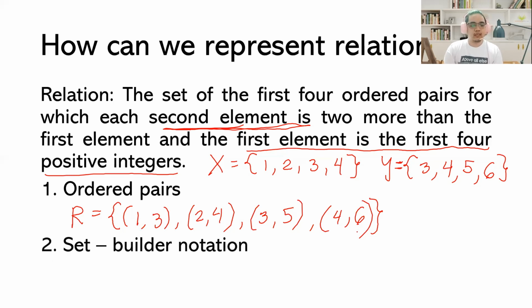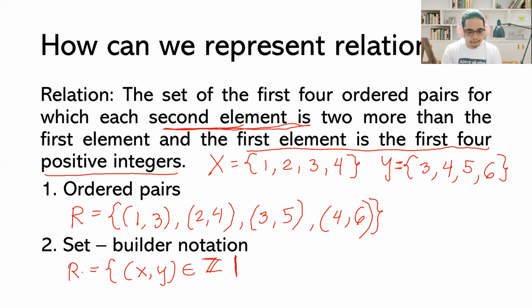The second one is what we call set builder notation. When we say set builder notation, we are just describing the given relation, so we don't list it like in the ordered pairs. So we have R, the set of ordered pairs (X, Y), element of the integers, since integers are involved.